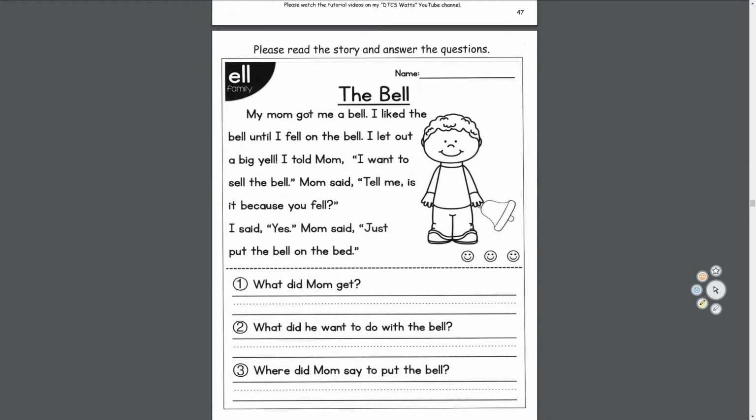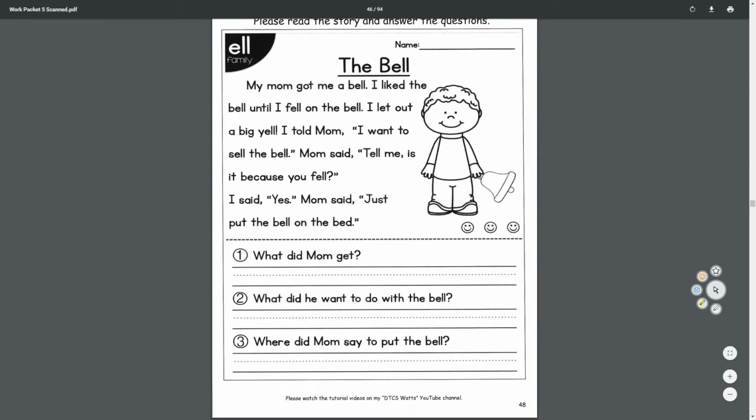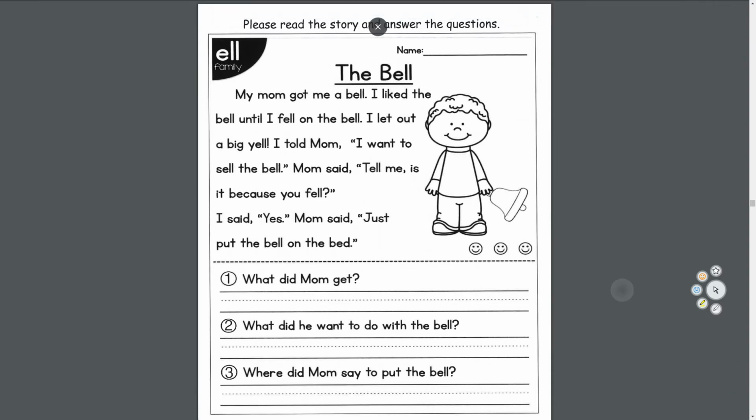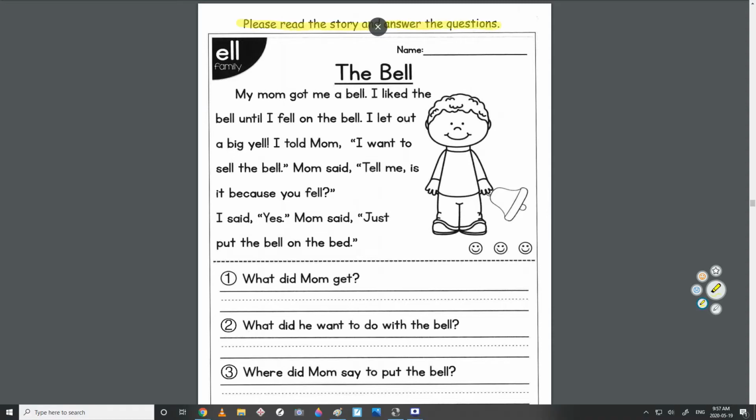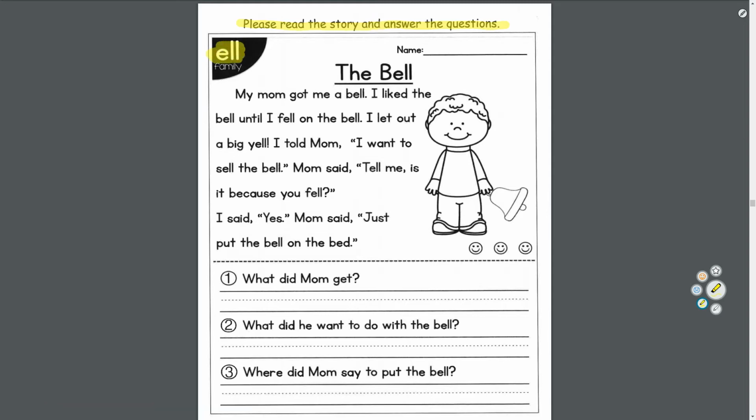Okay, story time. The bell. I bet you it's going to be about a bell. Please read the story and answer the questions. In this story, you'll see the ELL family. Sounds like L, like bell, fell, yell. The story is called The Bell. And let's look at the picture. We've got a boy. He's happy. He's got a bell.